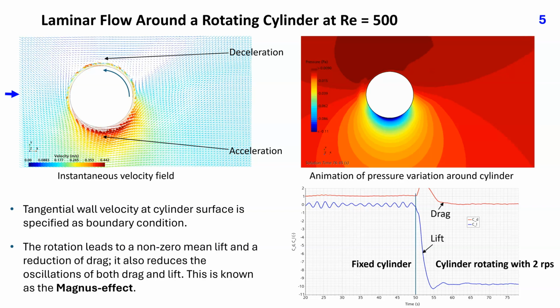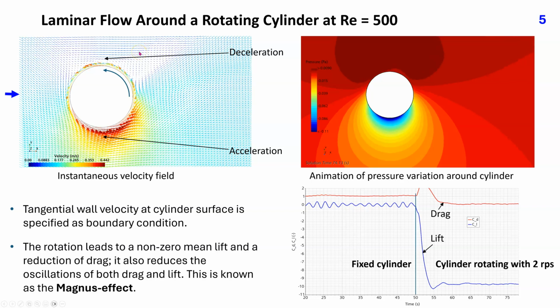Let us have a look at an example of flow with a tangential wall motion, a laminar flow around a rotating cylinder at a Reynolds number based on undisturbed flow velocity and cylinder diameter of 500. This figure shows velocity vectors around a circular cylinder rotating counterclockwise. In the upper zone, the cylinder wall is moving in a direction opposite to flow direction. This leads to deceleration of fluid in the vicinity of the cylinder.